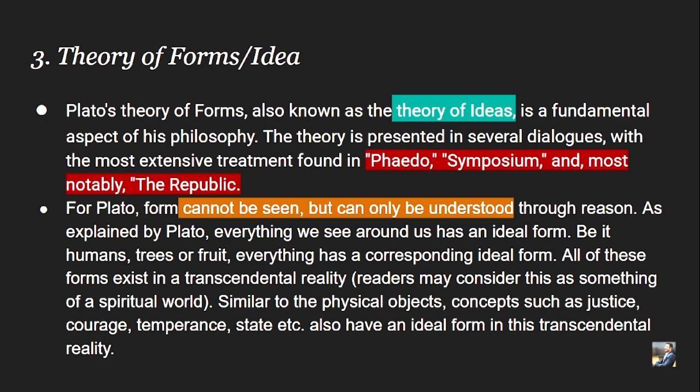As explained by Plato, everything we see around us has an ideal form. Whatever we see is a material thing, but it also contains a sense of an ideal form in it. Be it humans, trees, or fruit, everything has a corresponding ideal form. All of these forms exist in a transcendental reality. Readers may consider this as something of a spiritual world.